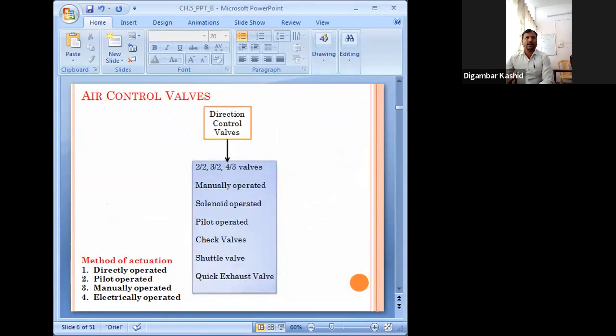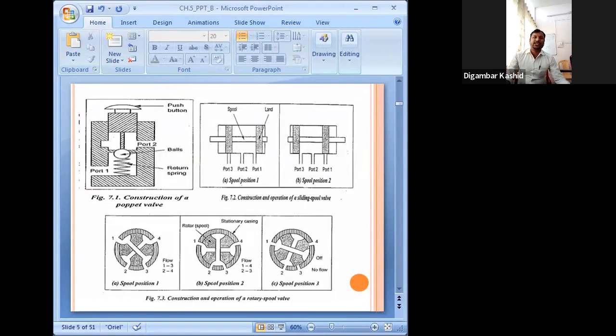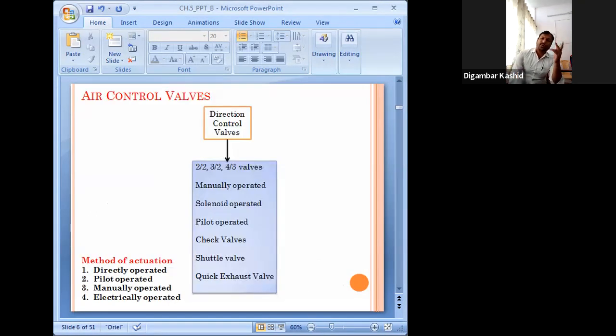Getting it? Now, firstly, we'll go for the direction control. Air control valves we have divided based on their main function into 3 types: direction control, flow control, and pressure control. So firstly, we'll go for the direction control. Now this direction control is further divided into 2 by 2, which means 2 port, 2 position; 3 by 2, which means 3 ports or 3 ways and 2 positions; and 4 by 3, which means 4 ports, 4 ways, and 3 positions.